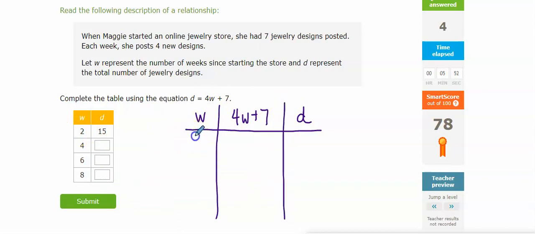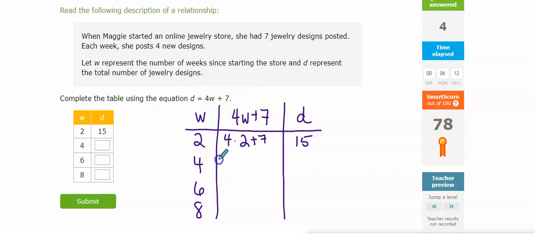So if W is 2, then I plug in a 2 here. 4 times 2 plus 7. And that's 4 times 2 is 8 plus 7 is 15. And that's, of course, what they got there. I have a 4, a 6, and an 8. So I'll just plug in each number for W.